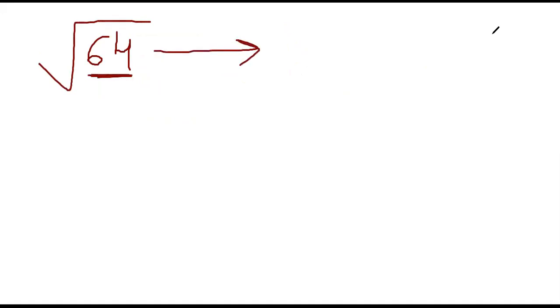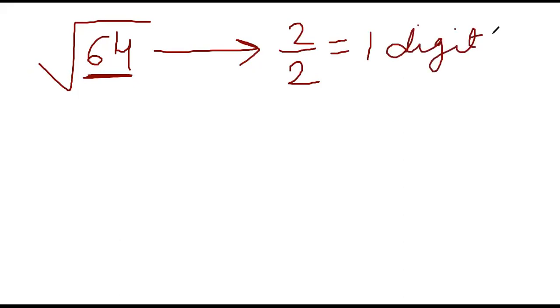For example, 64 is given. So you have to tell how many digits will be in the square root of 64. How many digits are in this number? 2. Divide 2 by 2, which is equal to 1. That is, in the square root of 64 there will be 1 digit.